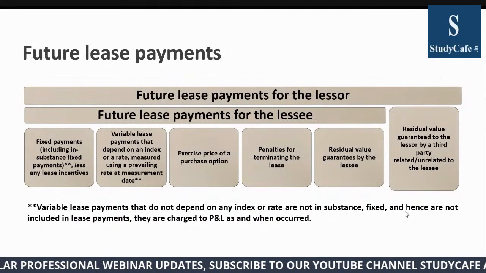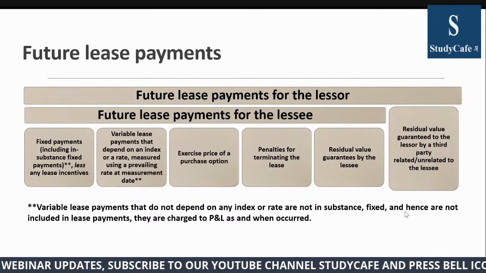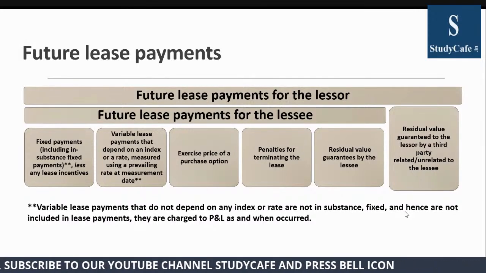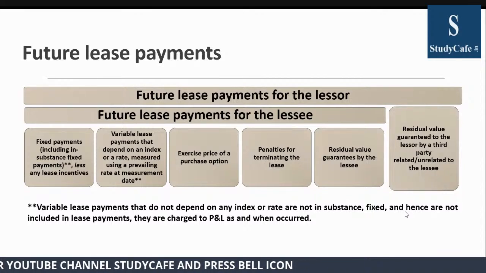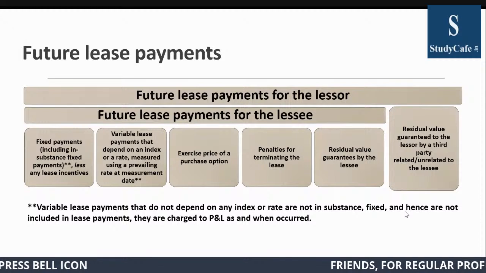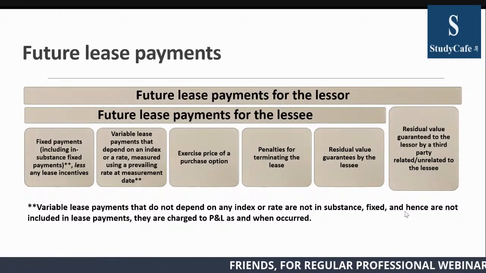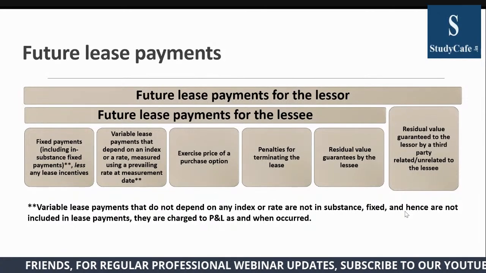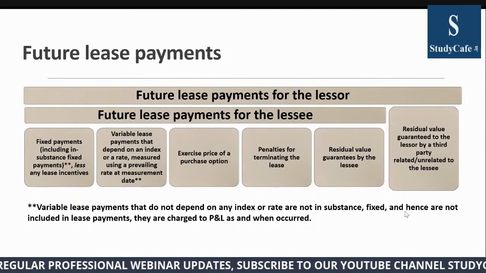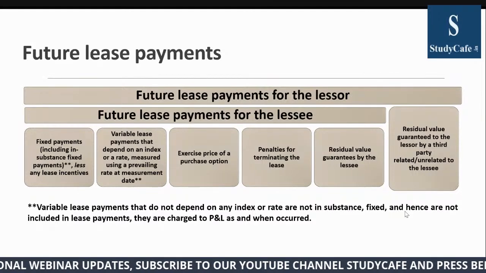Now, before moving on to the practical case, we just need to understand what the future lease payments are. When we understood that the lessees are now required to represent a liability and an asset, what will be the measurement, what will be the amount at which the liability is required to be reflected in the balance sheet, and what will be the amount of the asset?